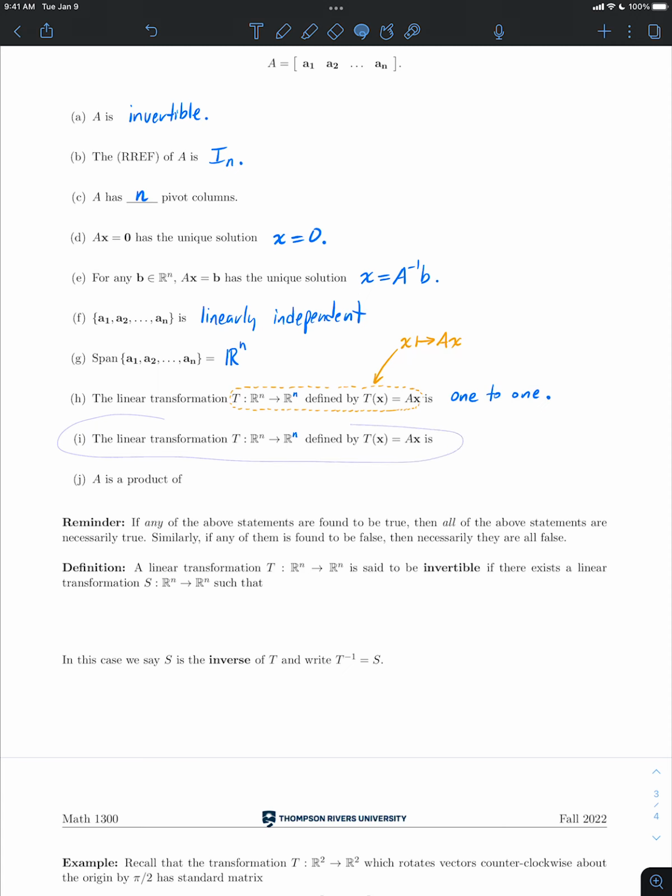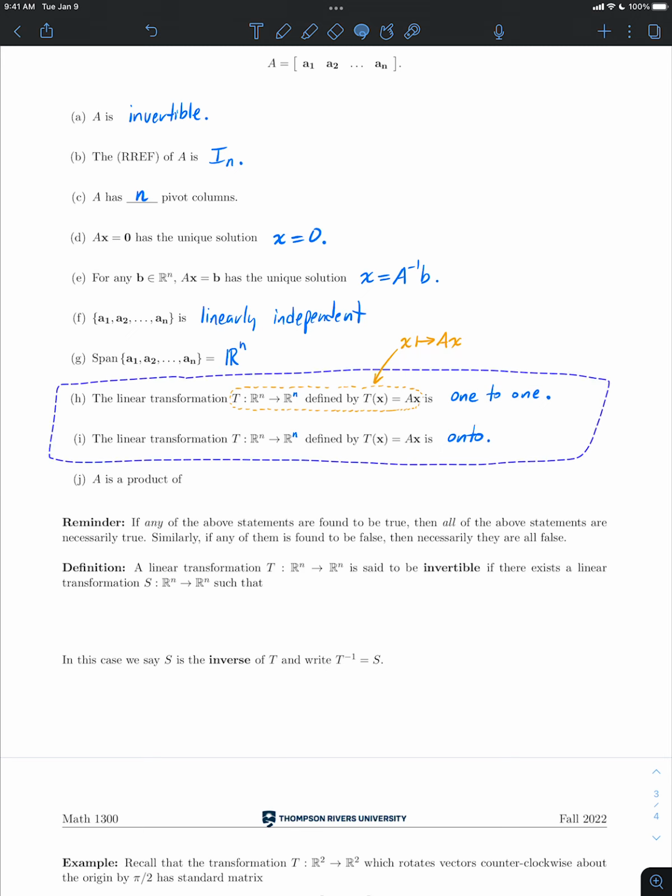Statement I is almost the same thing, starts out identically, but you can say something else about that transformation. You can also say it's onto. And remember what that means? That means the codomain is also equal to the range. That means every vector in Rn appears as an output vector from this transformation T, if you can just find the appropriate input vector. So that's powerful information. By the way, if A is invertible, both of these statements are true. That means your transformation T is not only one-to-one, it's also onto.